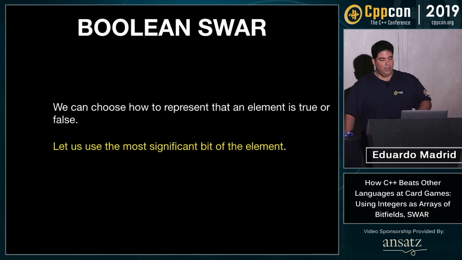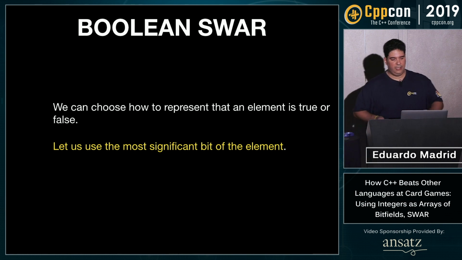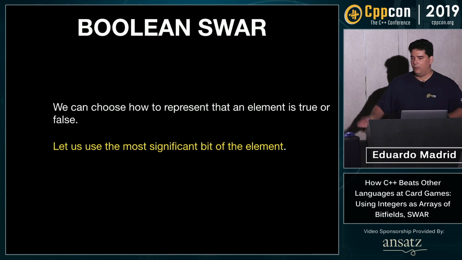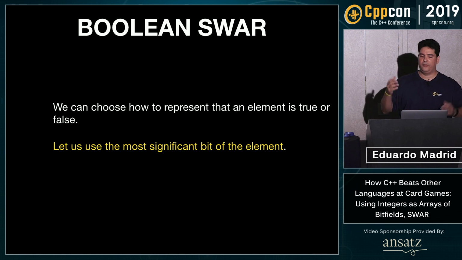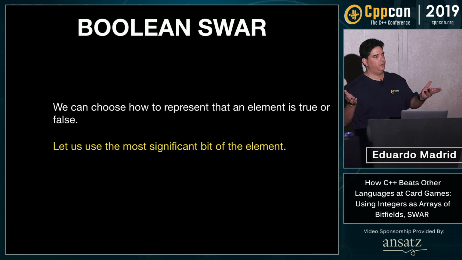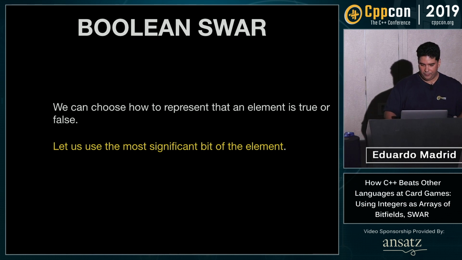Okay, now, Boolean SWARs. A Boolean SWAR is a register of booleans. We have the need to use only one bit to represent a boolean. So which one are we going to use? I think for many reasons that the most practical choice is to get the most significant bit in the elements.